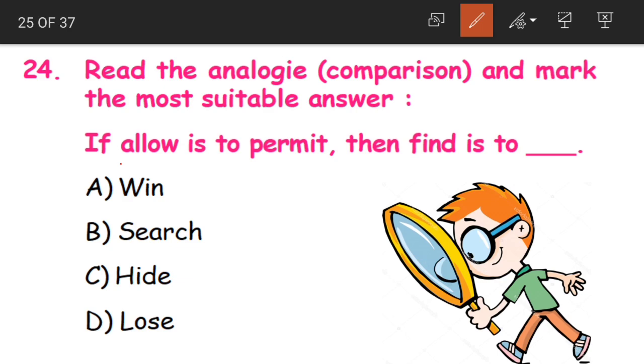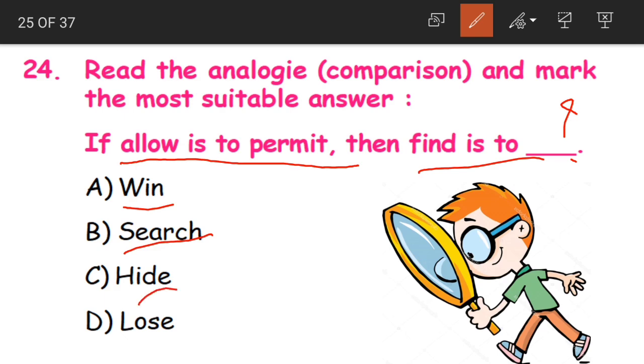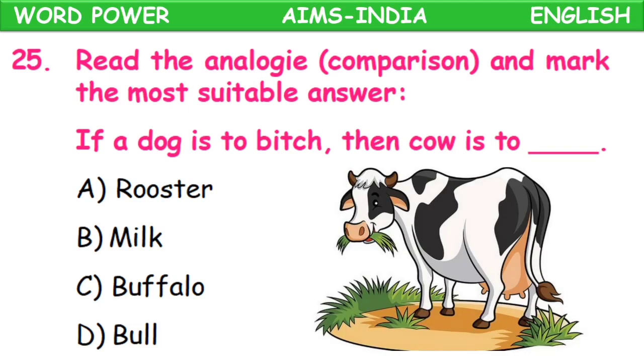Now, 24th question. Read the analogy and mark the most suitable answer. And the sentence is, if allow is to permit. Allow means allowing, giving permission. Permit. Then find is to what? Either win, search, hide, or lose. That is search. Finding is nothing but searching. If you want to find something you have lost, what we say is, I am searching for my pen, pencil, whatever it may be. So find is to search.